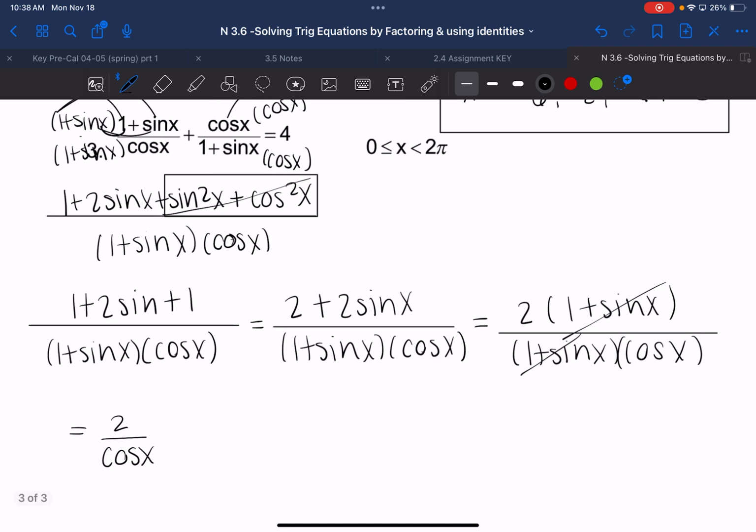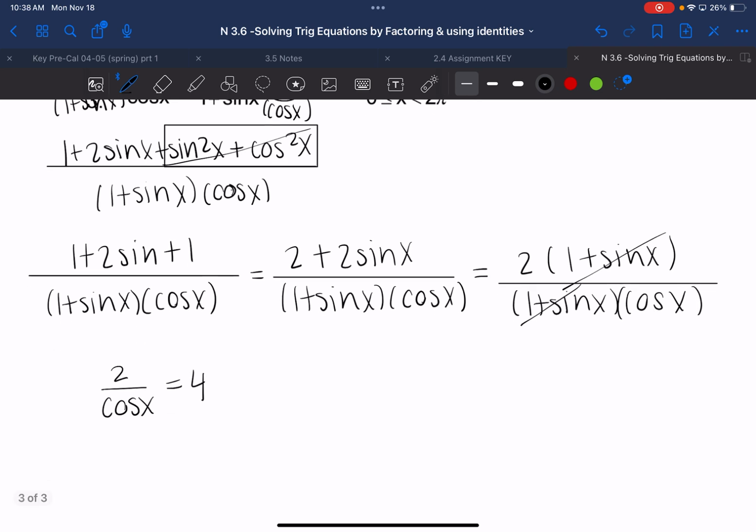Okay, and don't forget, the other side of the equation said that this was equal to 4, right? So now I have gotten this all the way down to 2 over cosine equals 4, right? Okay, so now how would I get cosine out of the bottom of a fraction? What would I multiply by? Cosine. So I'm going to multiply this side by cosine, so it'll go away, but that means I also have to multiply this side by cosine, right? So now I've got 2 is equal to 4 cosine.